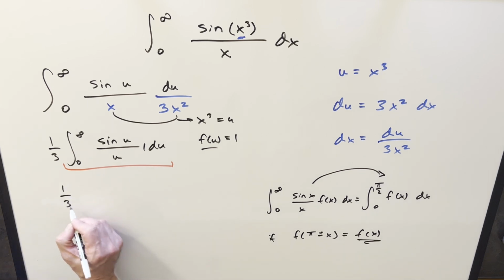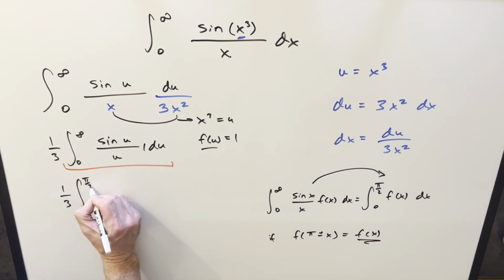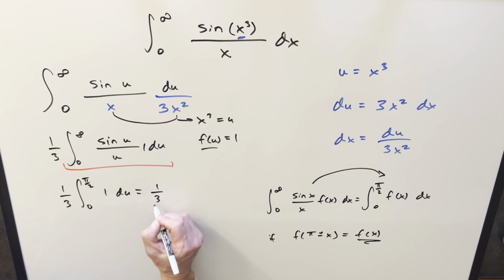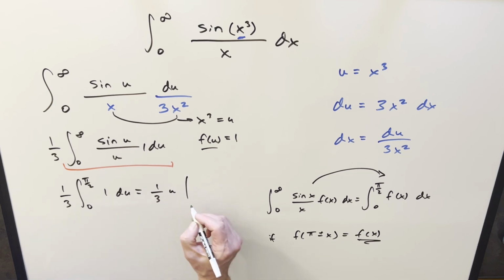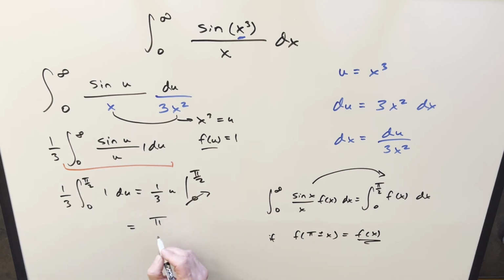So what we're going to get is 1/3, reducing the bounds to 0 to pi over 2. Again, the function on this is just 1, so we're just integrating 1. Go ahead, integrate. The integral is going to be u, evaluated from 0 to pi over 2. 0 is nothing, plug in pi over 2. And so for the final solution of this, we just get pi over 6.